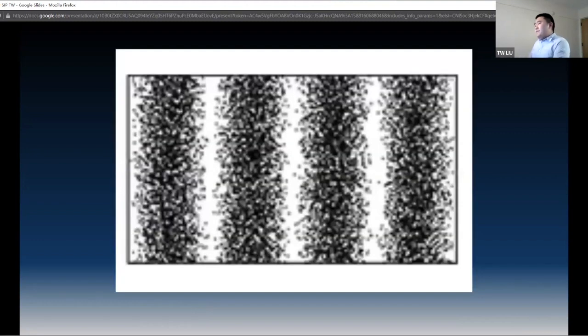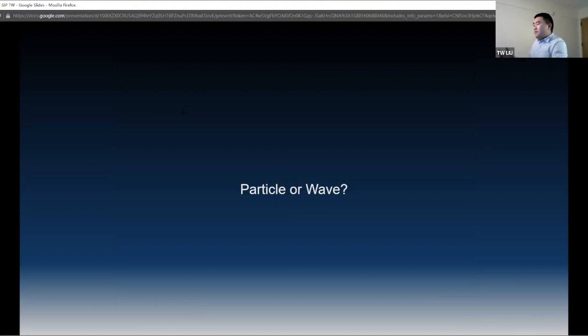So not only light has this effect, they actually experimented with the electrons. And they found out that all those small particles, which they previously thought behave like particles, sometimes behave like particles. However, under this experiment, they begin to behave like a wave. So this is another problem that classical physics faced.